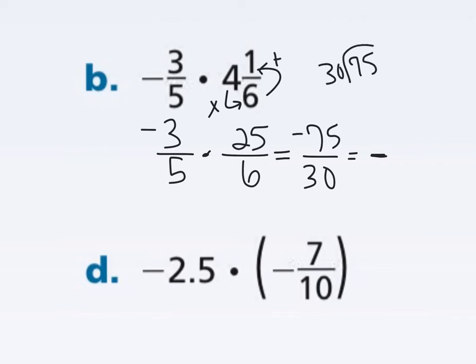And then if we divide this out, 30 would go into 75 2 times. And that'd be 15 left out of 30. 15 is half of 30, so that's going to reduce by 15. And so final answer would be -2.5.